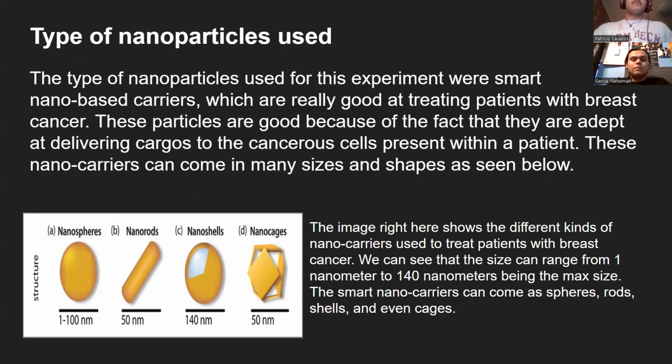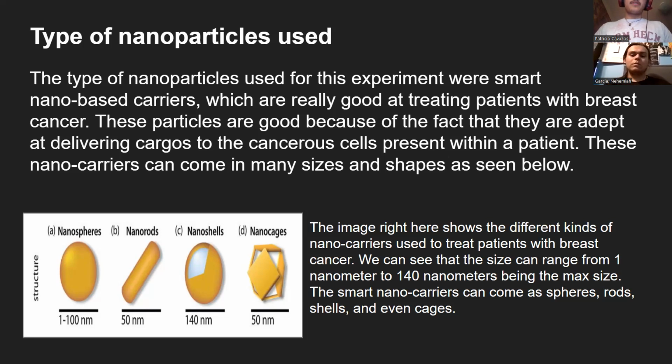So, what type of nanoparticles were used in my experiment or article that I was reading? The type of nanoparticles used were nanocarriers, which specialize in delivering, let's say, medicine, or mainly it could just be any item inside of the host, which would be the patient or potentially an animal.